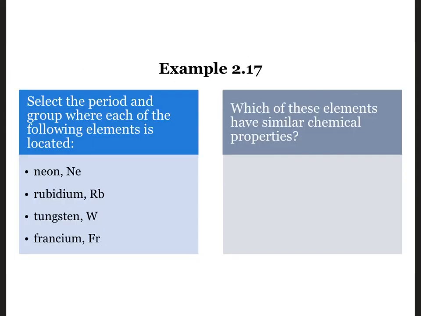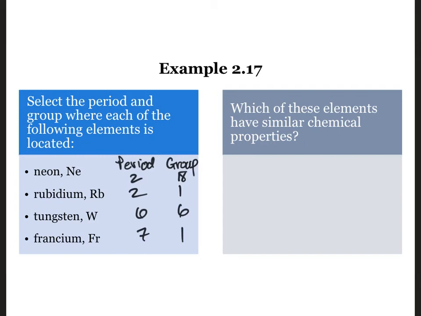Here's another example to work through. Select the period and group where each of the following elements is located. It may be helpful to download the IUPAC periodic table provided in Canvas with this lesson. Select the period and group where each of the following elements is located: neon, rubidium, tungsten, and francium. Neon is in period 2, group 18. Rubidium is in period 2, group 1. Tungsten is in period 6, group 6. And francium is in period 7, group 1.